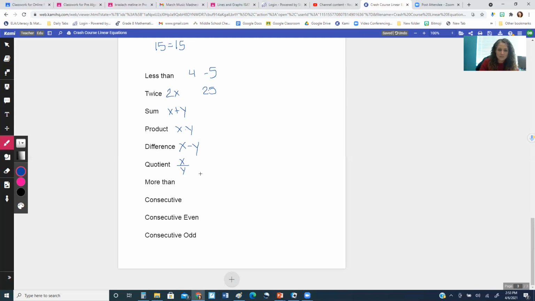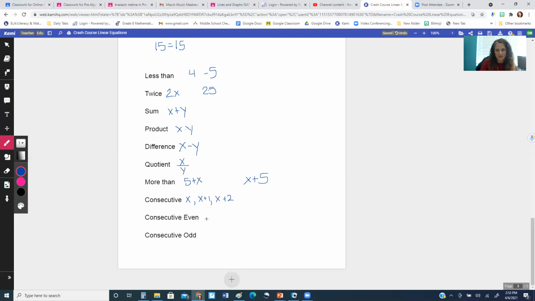More than means plus. Now I could say 5 more than a number, 5 plus a number. But because less than is on the tail end, I would rather have you write 5 more than a number, just so you're in the habit. Consecutive numbers go up by 1. 3, 4, 5. Those are consecutive numbers. So consecutive integers go x, x plus 1, x plus 2, blah, blah, blah.